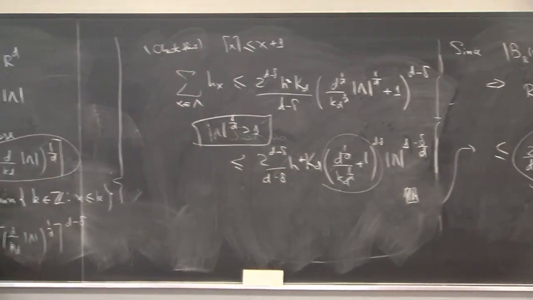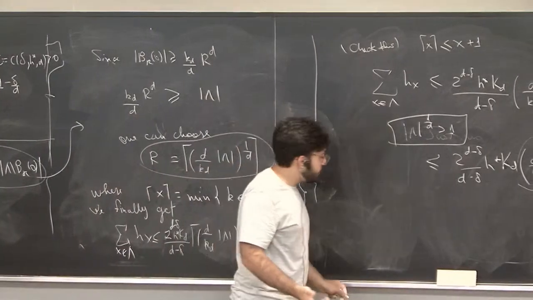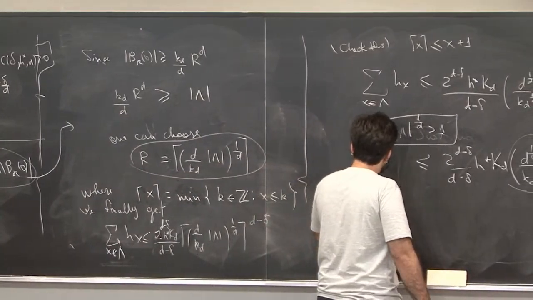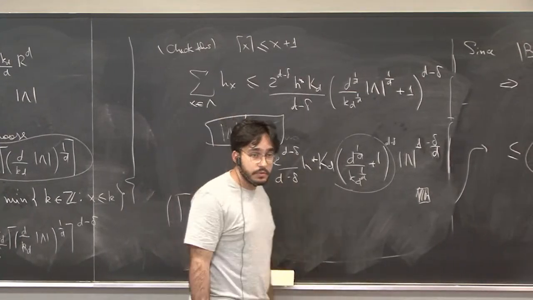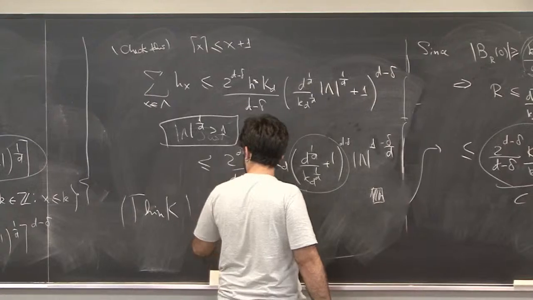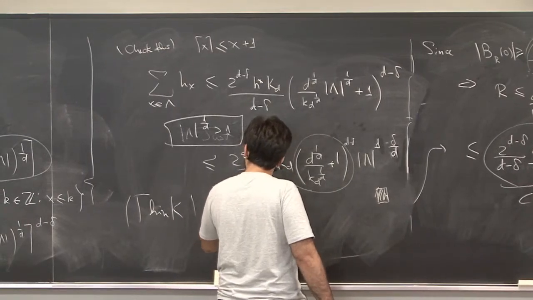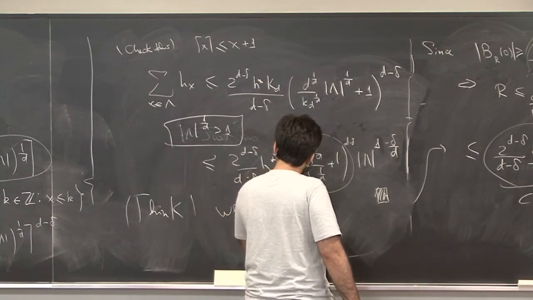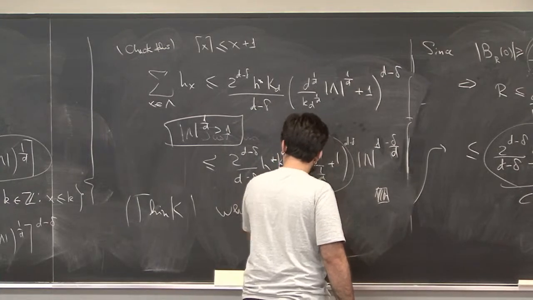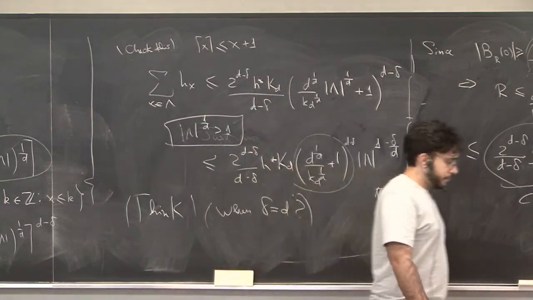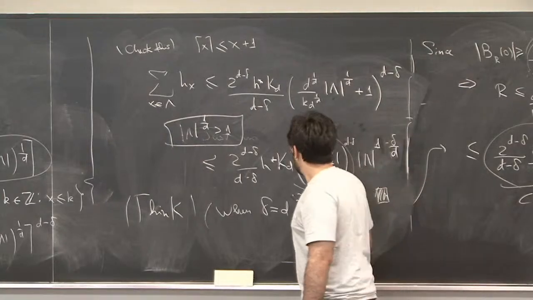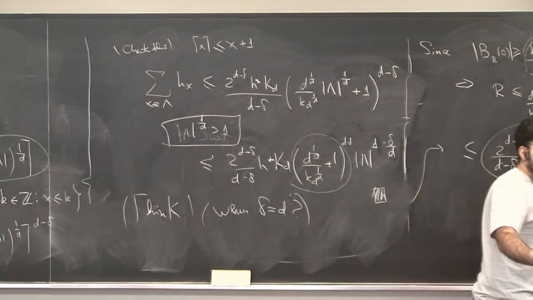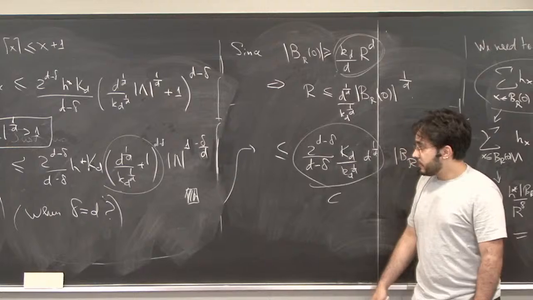Now that you saw what happens in this case, I want you to think. It's not an exercise, just think about what happens when delta equals d. If you cannot decide what happens, then you can ask me later, or you can use the Google groups to ask the question.